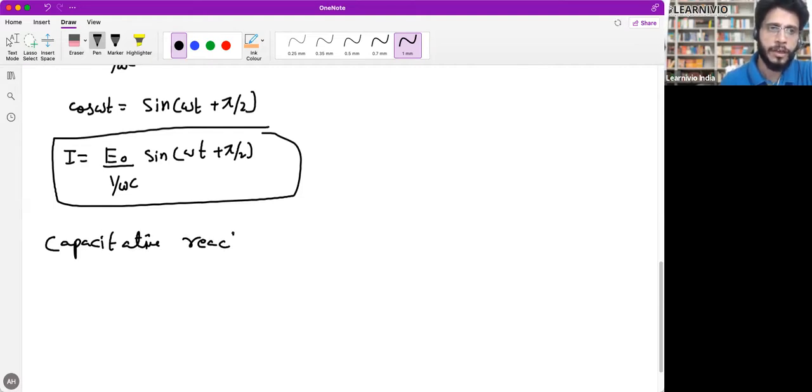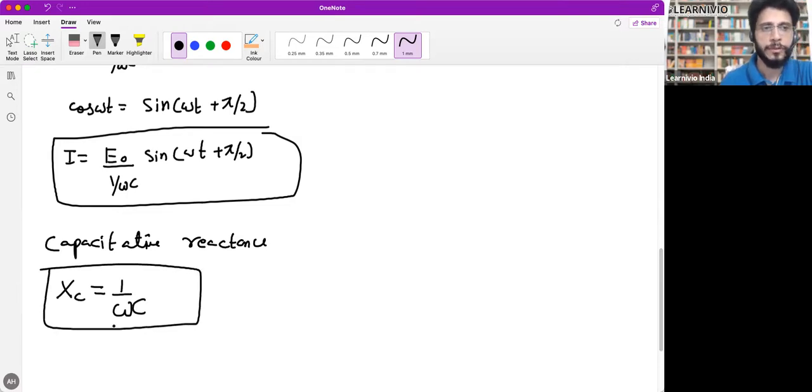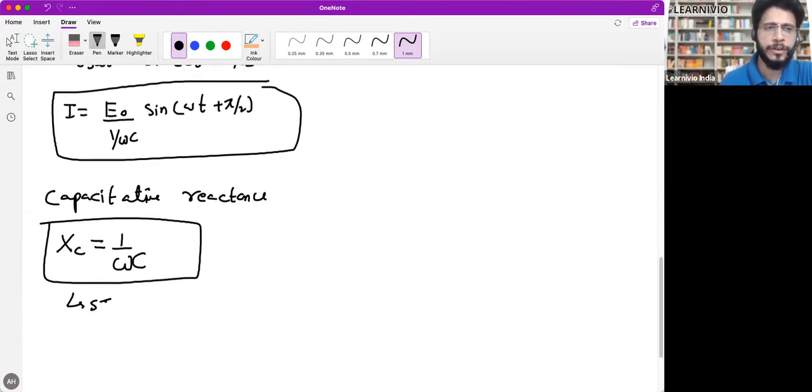Here we have capacitive reactance. I can write capacitive reactance as Xc, and this is 1 by omega C. This is capacitive reactance. Its SI unit is ohm.